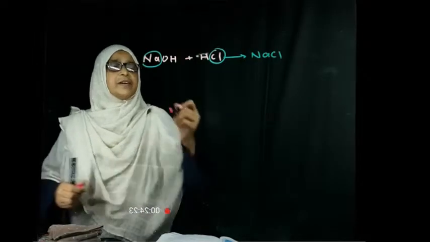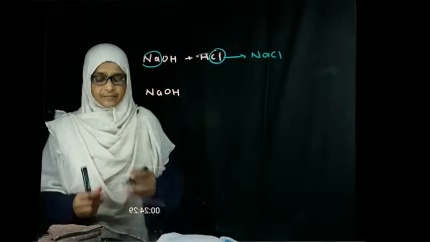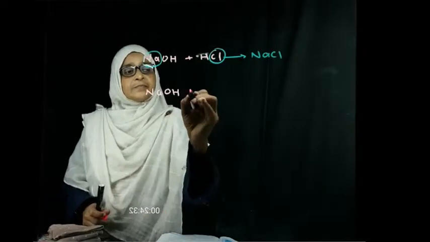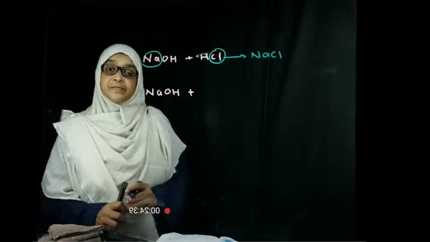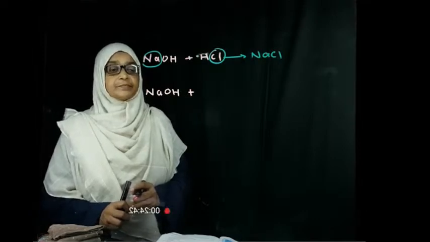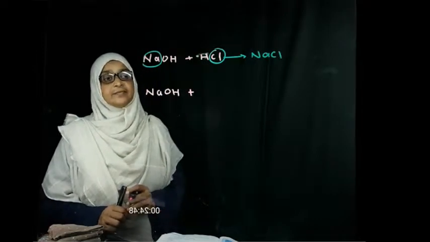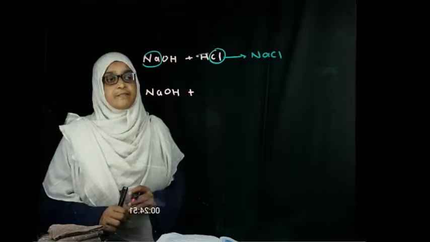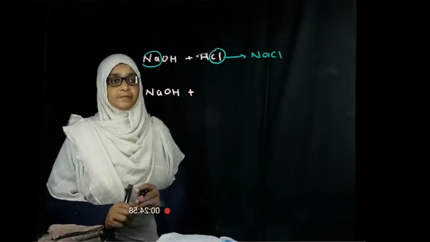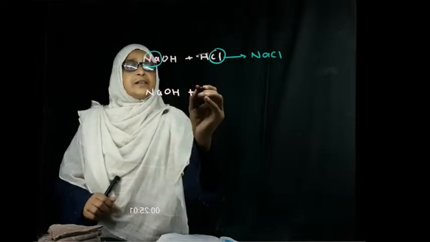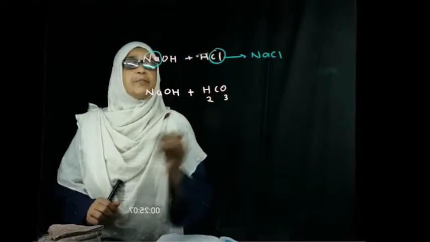Now, we consider a strong base and a weak acid, like acetic acid. It forms sodium acetate. Sodium carbonic acid, H2CO3, carbonic acid.